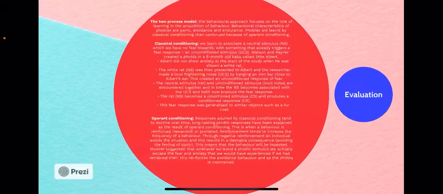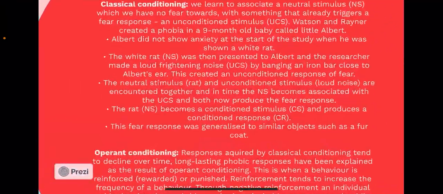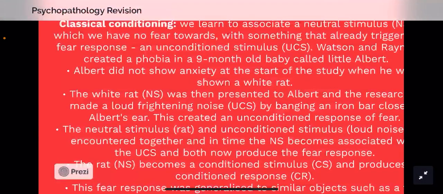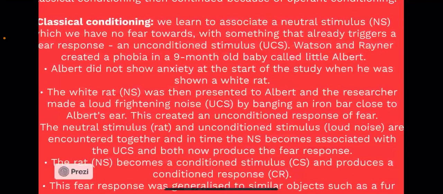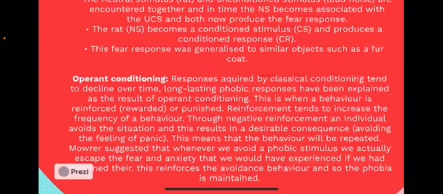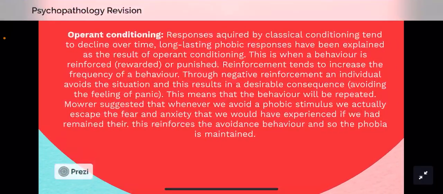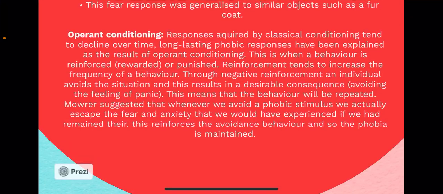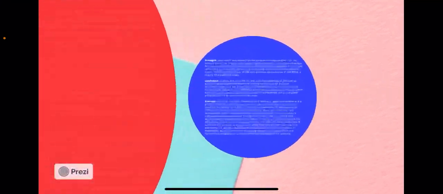So with regards to the two-process model, you've got this idea that we've got classical conditioning to start with, and this is how we learn a phobia, through that association, and then the operant conditioning where our fear is maintained through avoidance and that negative reinforcement.